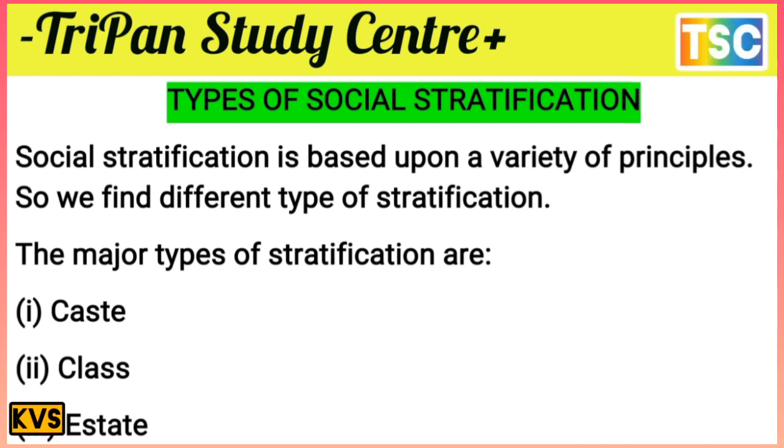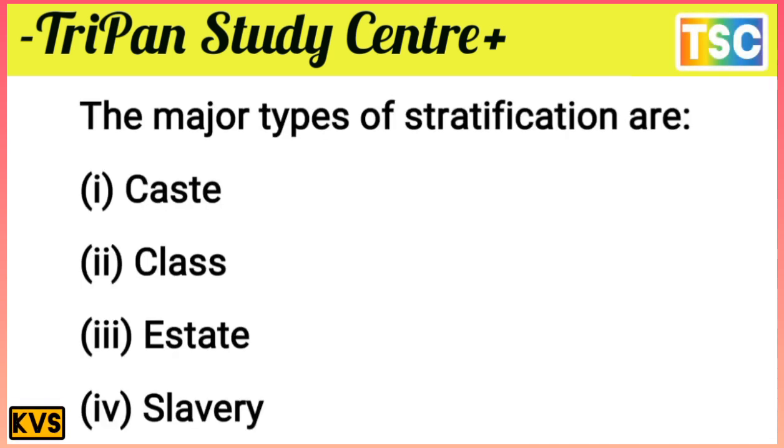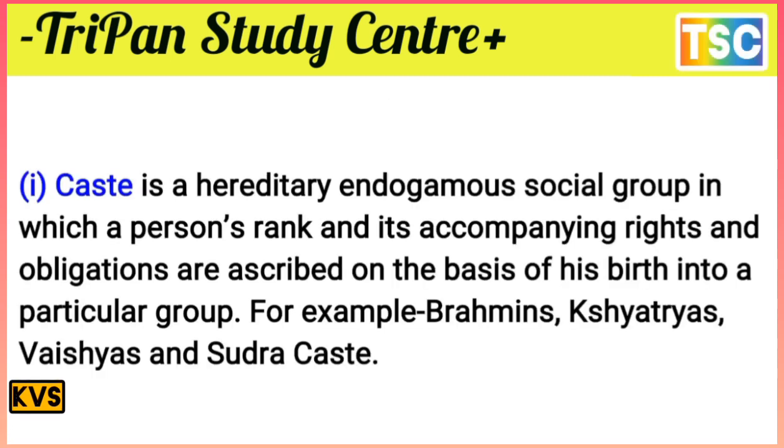The important ones: first of all caste, second class, third state, and fourth celebrity. That's important. The four major types of stratification here are caste, class, state, and celebrity. Let's see them one by one. The first here, caste.